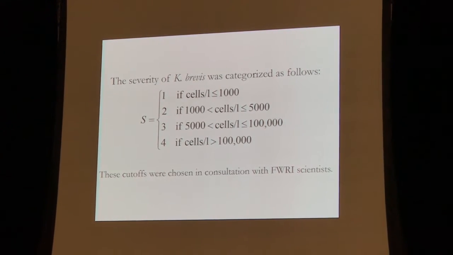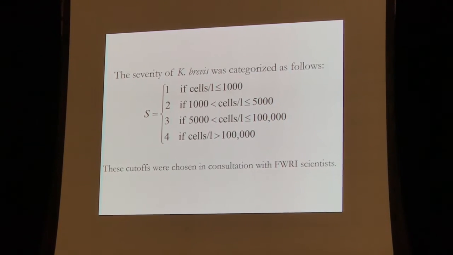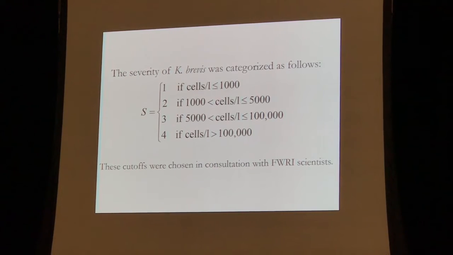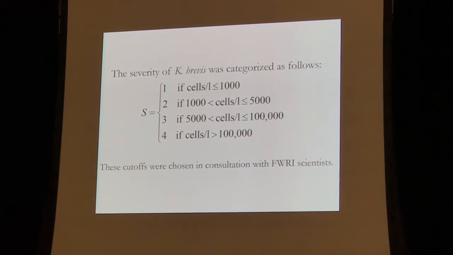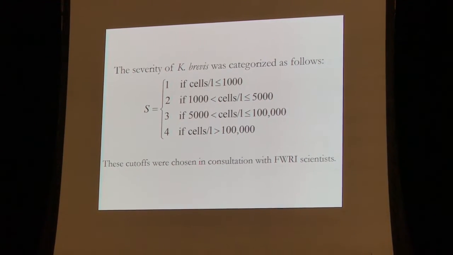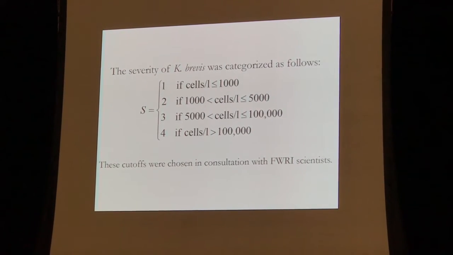They categorized all the data. In other words, if the abundance of red tide was less than 1,000, then you call it category 1, etc. Anything over 100,000 is category 4. And notice these people, they did put in fine print that yes, these numbers were chosen by the government officials. Okay.